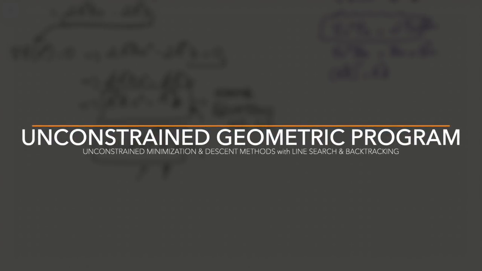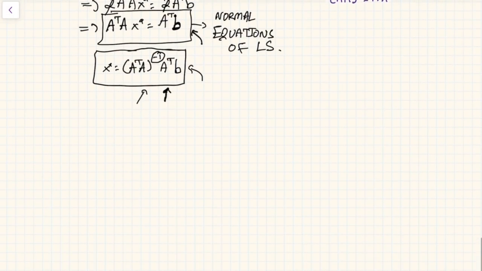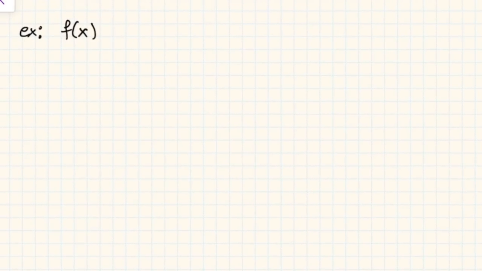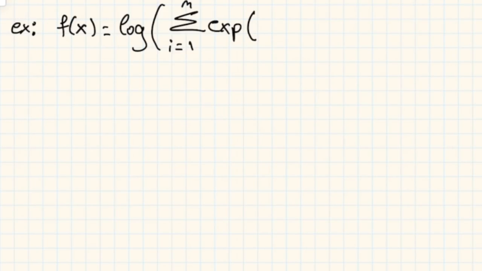Now, let me give you an example where you do not have an explicit solution. Let's say you're dealing with the following problem. So let's say my f of x that I want to minimize is the log of the sum of exponentials, the sum of an affine transformation of exponentials, that is exponential ai transpose x plus bi, and that's it.